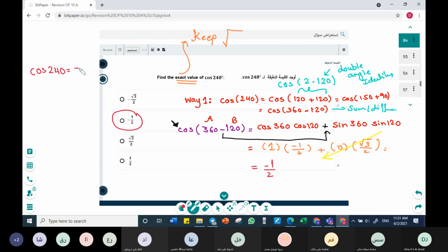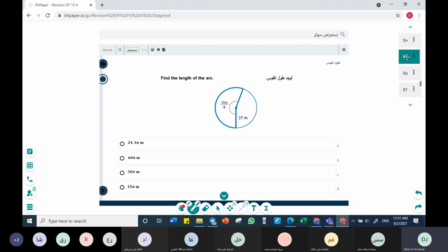-1/2. So, did you now understand the way? So this is way 2 using the calculator. But you will see in the other exam that not always your calculator will be giving you the exact value, especially if you are having a square root. So we will see, inshallah, in the other exam how this will be different. Let's go to the other question now.